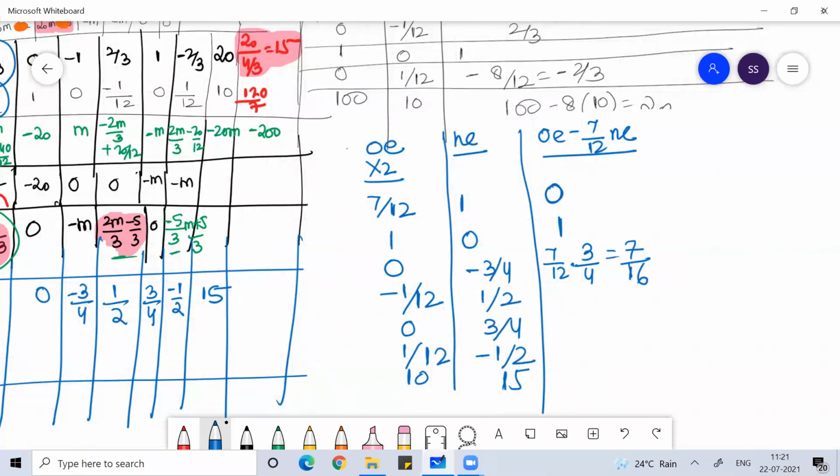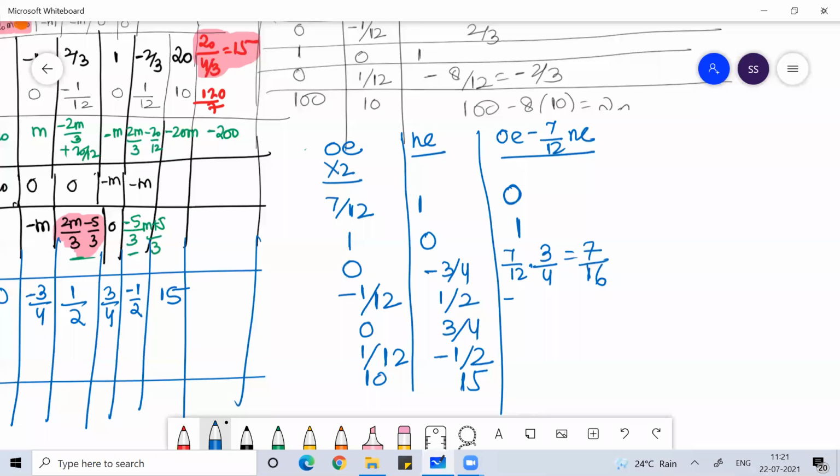Then this is minus 1 by 12 minus 7 by 12 into 1 by 2. So this is minus 1 by 12 minus 7 by 24. Taking 24 as LCM, minus 9 by 24, and that is minus 3 by 8.